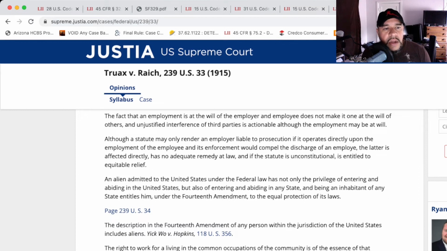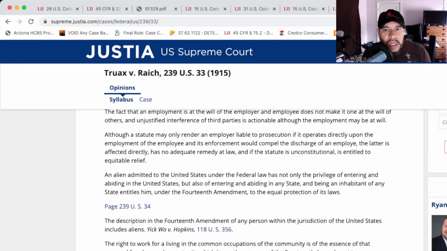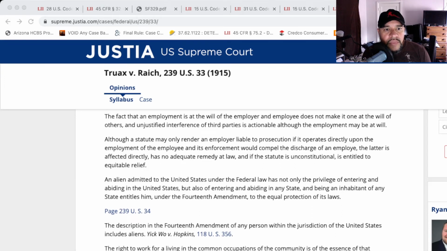It says here that the fact that an employment is at the will of the employer, an employee, does not make it one at the will of others, and unjustified interference of third parties is actionable, although the employment may be at will.